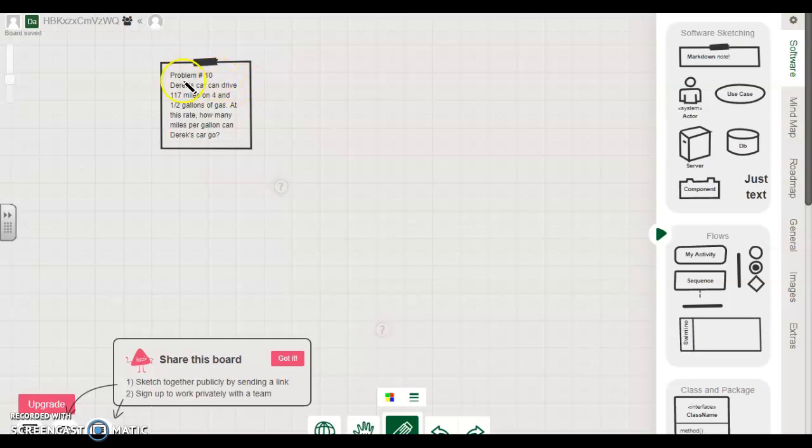So, as you can see right here, we've got problem number 10 from our worksheet in station 1. Derek's car can drive 117 miles on 4.5 gallons of gas. At this rate, how many miles per gallon can Derek's car go?